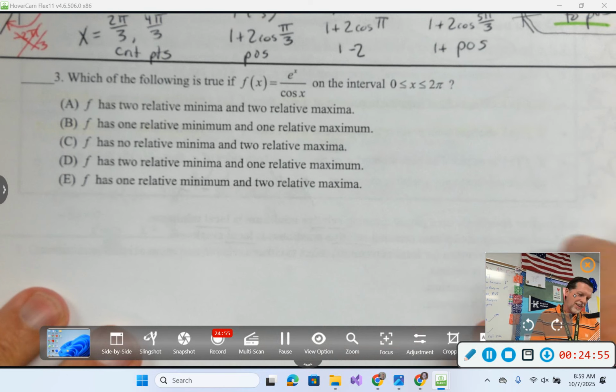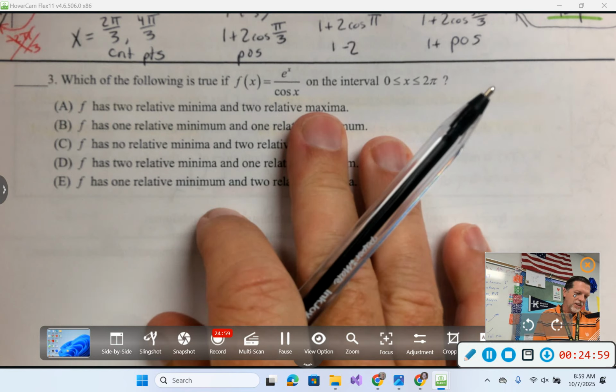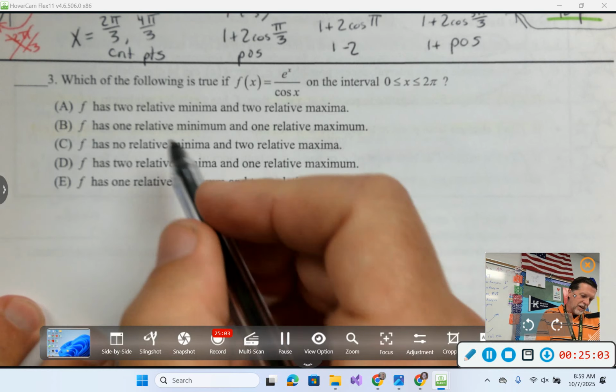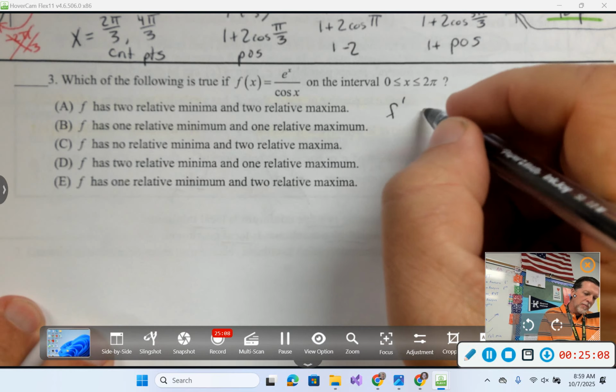Last one. Which of the following is true if f of x equals the integral of cosine of x on the interval 0 to 2 pi? And the questions are all about mins and maxes, so I need to know about f prime changing signs.